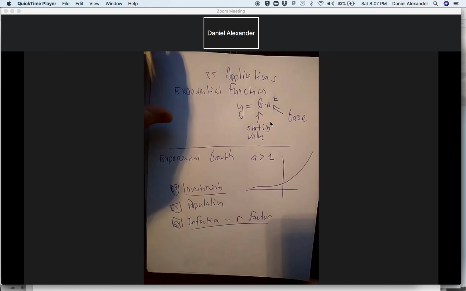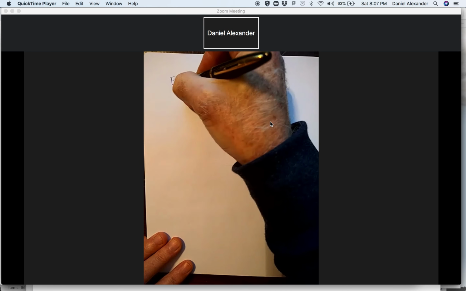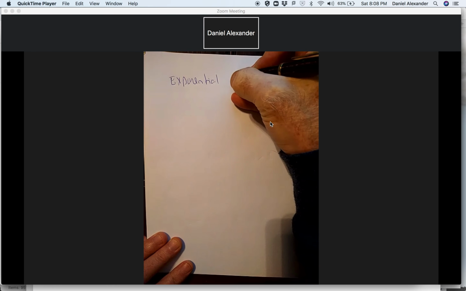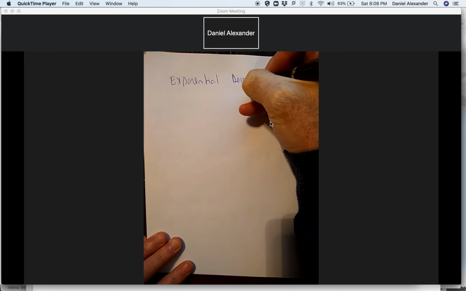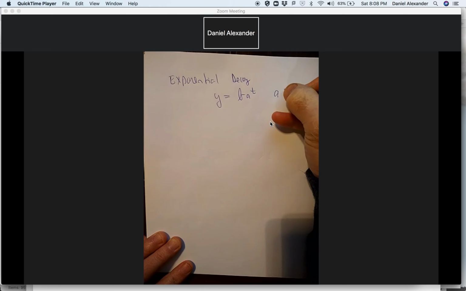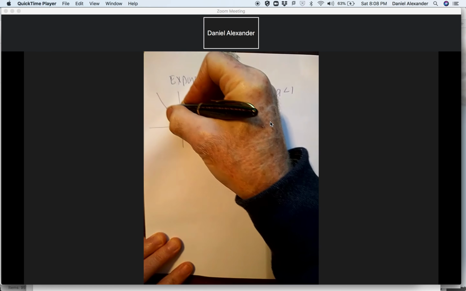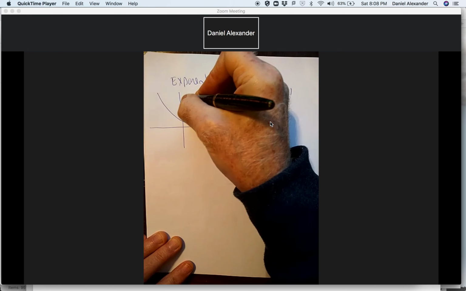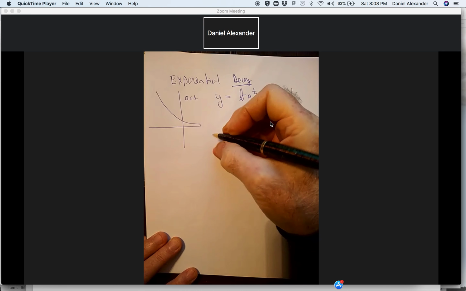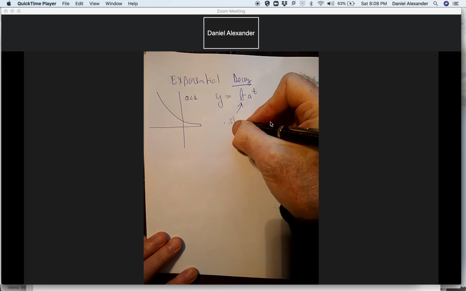Then we also have exponential decay. That's when the base is less than 1. So it's still the same function, but this time a is less than 1, and the graph looks like this. It goes down. So it's the opposite of exponential growth. It's exponential decay. Again, b is going to be the starting value.